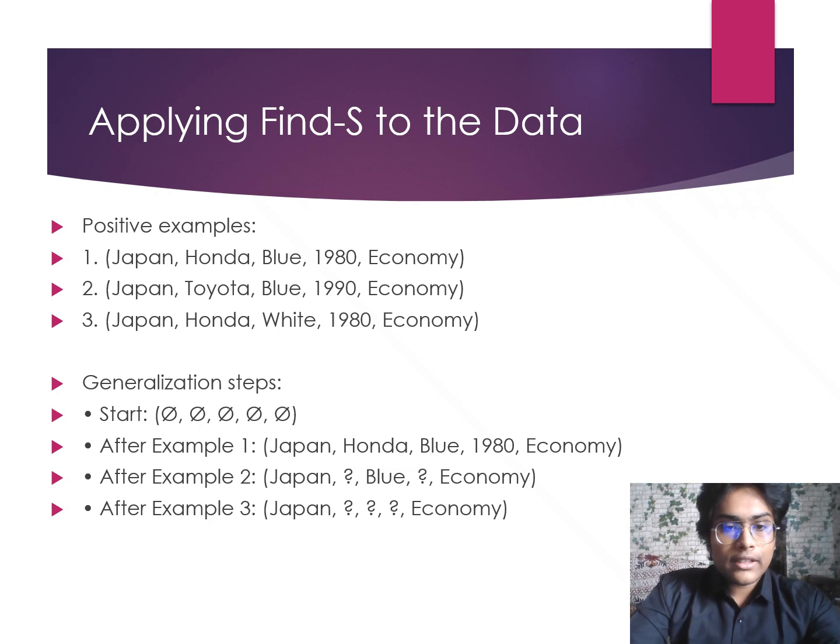So here is the generalization step. First we assign the hypothesis set to be null, and after that we compare it with all the examples. Let us compare with example one. Since the hypothesis was null, we take the attributes Japan, Honda, blue, 1980 and economy. This is our new hypothesis.